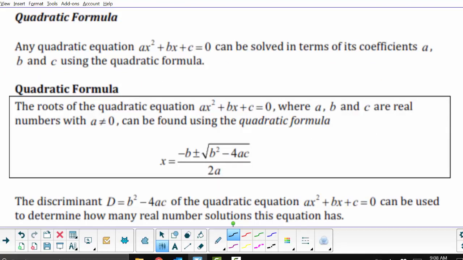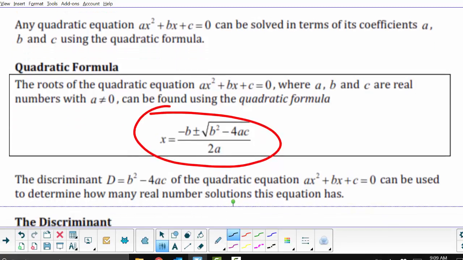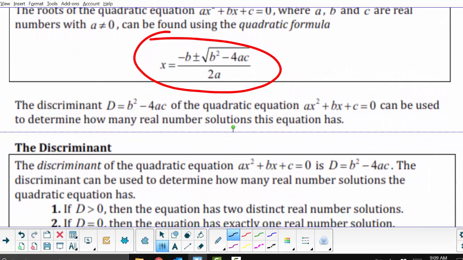All right, the last method that we're going to talk about is the quadratic formula, and I'm sure everybody has used this before. With the quadratic formula, we want to make sure we can calculate the value of the discriminant. The discriminant is right here. That's b squared minus 4ac, and it tells us a lot about the type of solutions we have.